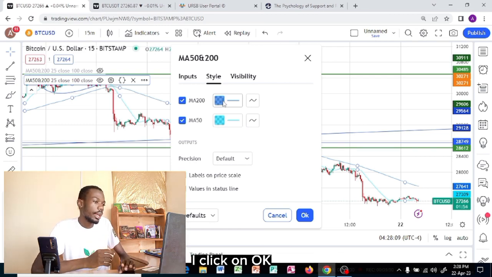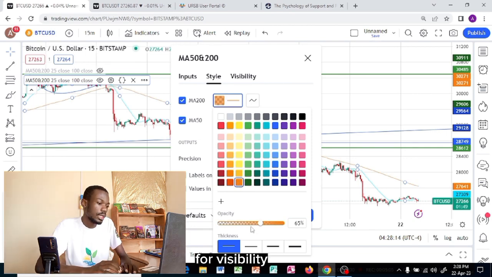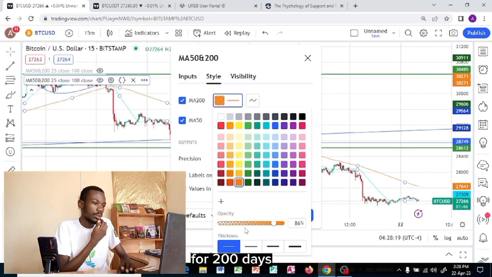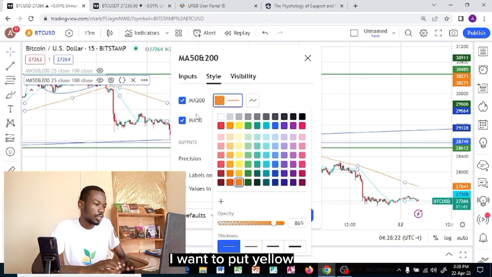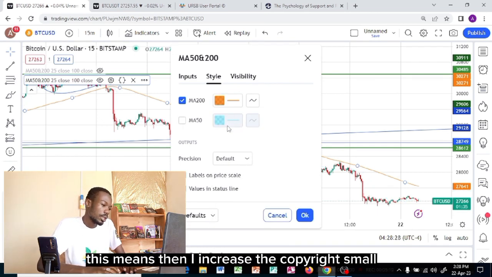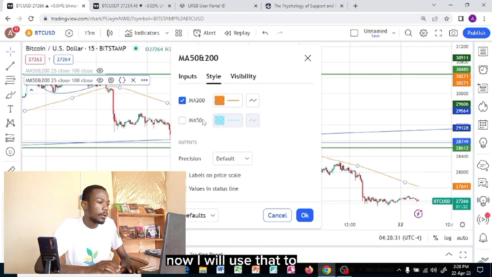So I click on OK, and then I need to change visibility. For visibility, I want to change colors. For the 200 days moving average, I want to put yellow. You can use any colors, as long as you know what they mean. Then I increase the opacity a little just for it to be more clear.